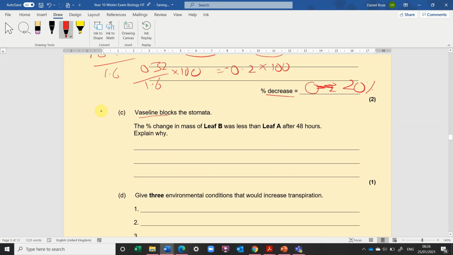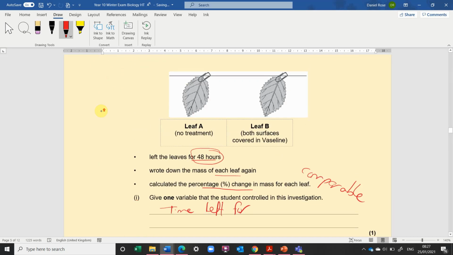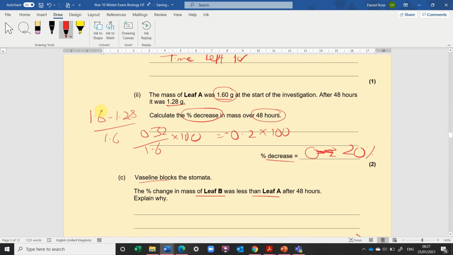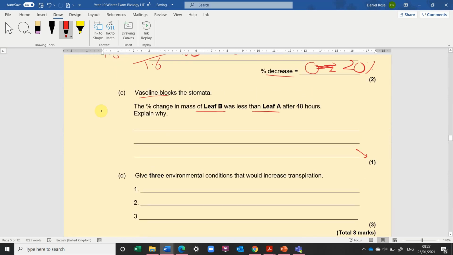Vaseline blocks the stomata. The percentage change in mass of leaf B was less than leaf A after 48 hours. Explain why. It's 1 mark. So what can't happen? Just look at the diagram again. So we know from before that water likes to leave through the leaf, through evaporation, and that can't happen. So I'm just going to say evaporation was reduced. I'll be really clear which leaf I'm talking about, leaf B.